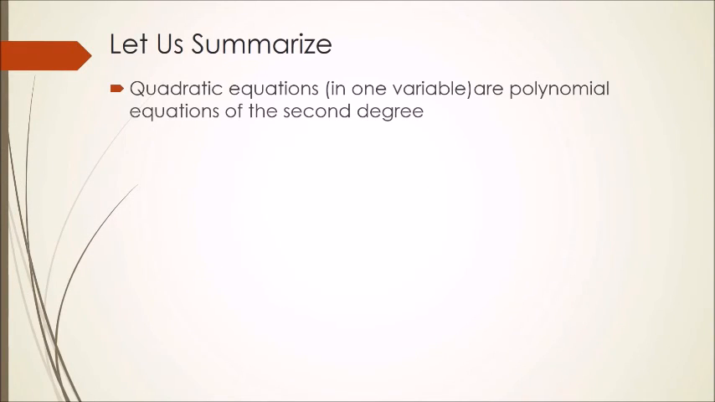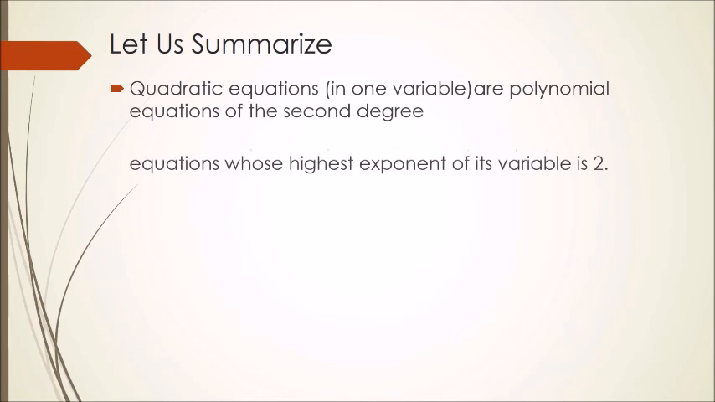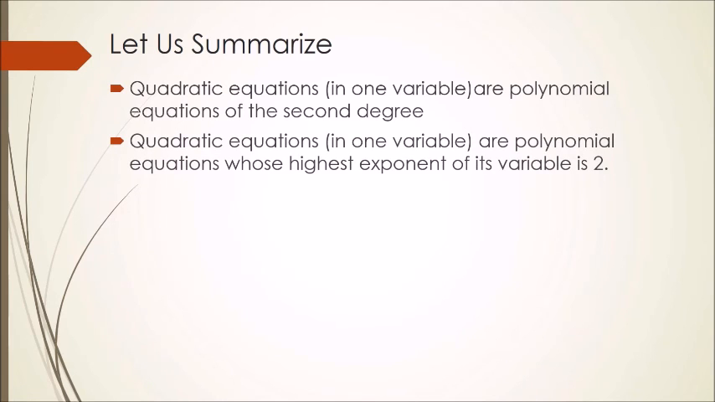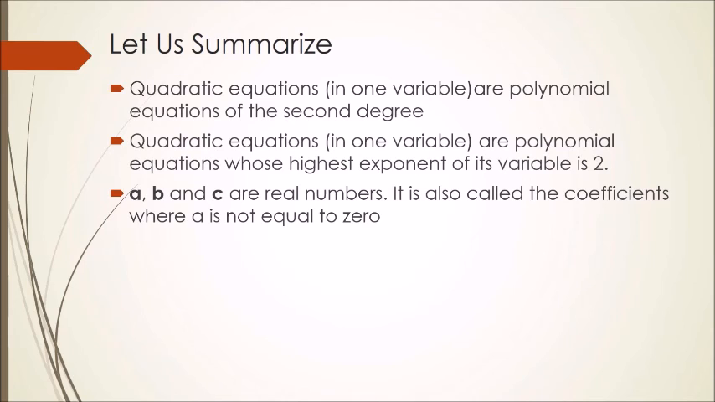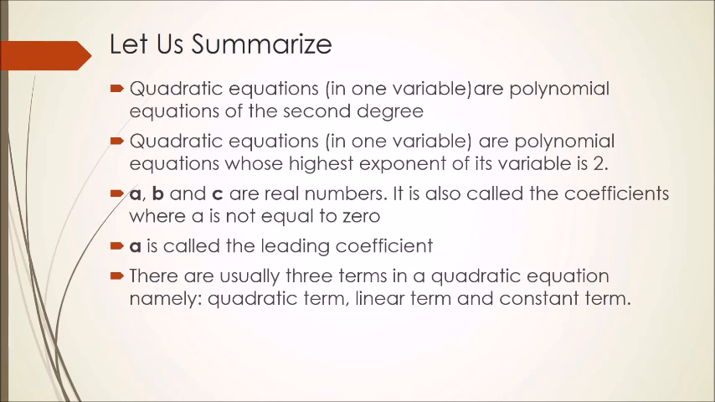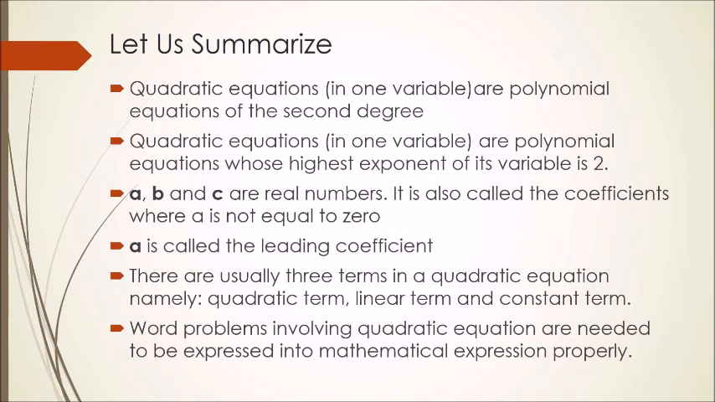So let us summarize. Quadratic equations in one variable are polynomial equations of the second degree. Quadratic equations in one variable are polynomial equations whose highest exponent of the variable is 2. A, B, and C are real numbers. They are also called the coefficients, where A is not equal to 0. A is called the leading coefficient. There are usually 3 terms in a quadratic equation, namely quadratic term, linear term, and constant term. Word problems involving quadratic equation need to be expressed into mathematical expression properly before solving a problem.